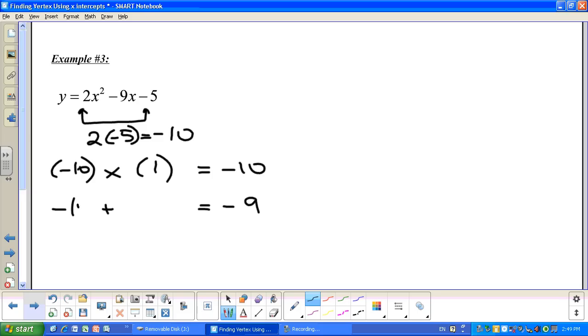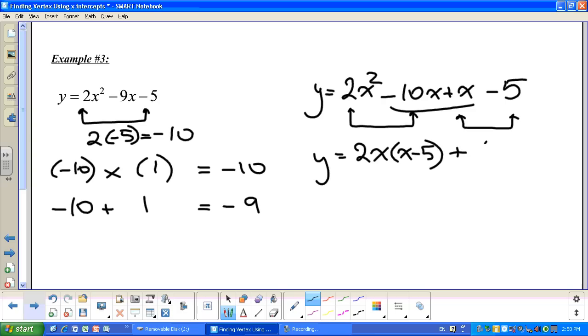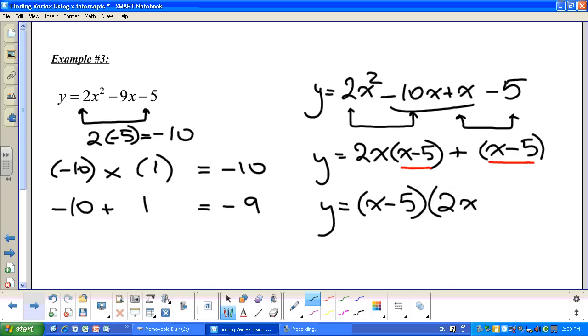Why are these numbers useful? Well, now we are looking at the decomposition method, and hopefully our kids remember how we did it in a previous unit. We will split the middle term into two terms, -10x and x. We will group this polynomial into two binomials, and we will factor both binomials separately. x minus 5, that's correct. Look how lucky we are. Yes, indeed, we are lucky because x minus 5 can be factored out. 2x plus 1. There you go.